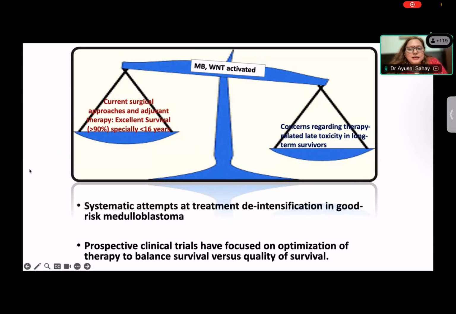Also, as I said, because Wnt-activated medulloblastoma has shown very good response, with more than 90% survival, especially in younger patients, what outweighs the diagnosis is concerns regarding late toxicity in long-term survival. These patients are surviving long. If we give them a very high dose of chemotherapy or radiation at that young age, they are going to have long-term toxicity, defects in cognition, defects in understanding, and their future quality of life might be impacted. So there have been attempts to de-intensify this therapy at this young age in patients who are likely to behave well. There are several trials underway for this reduction or de-escalation of therapy in Wnt tumors.